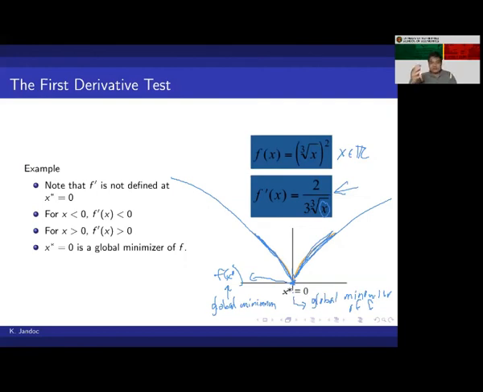So even if the derivative doesn't exist, or is not defined at certain points, you can still use the first derivative test, meaning look at the slopes of the tangent line to the left and to the right of a particular point.